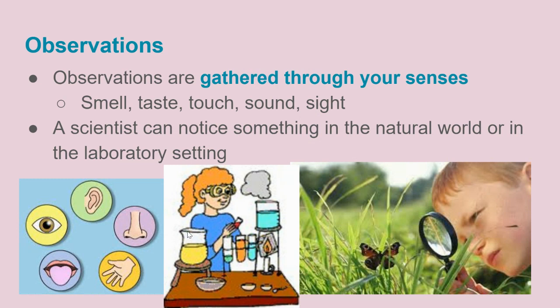Observations here are gathered through your senses like smell, taste, touch, sound, and sight. Scientists can notice something that's going on around them, whether that's in the natural world, like you can see in that picture with the child observing the butterfly, or whether it's in the lab, where this young scientist is observing a chemical reaction. You can make observations of any type, though be careful in the lab setting, you're most likely not going to be making too many observations of taste.